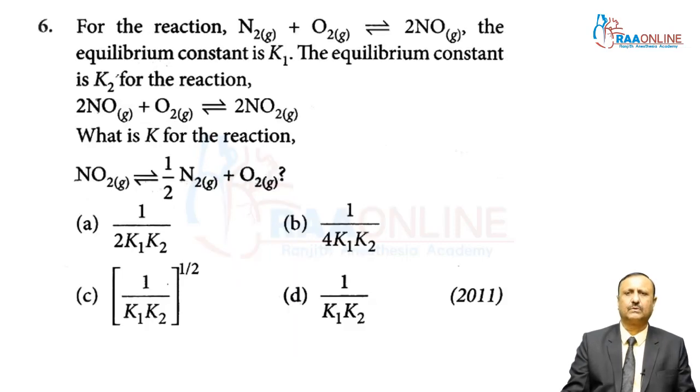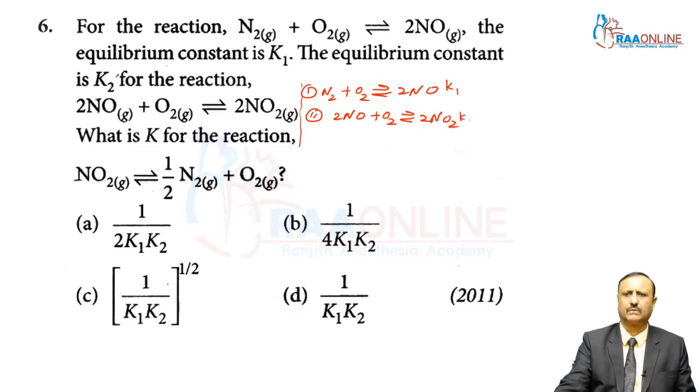For the reaction N2 plus O2 to give 2NO, the equilibrium constant is K1, and the equilibrium constant is K2 for this reaction. What is the K for this reaction? Here you can see the two reactions. Reaction 1 is N2 plus O2 to give 2NO, and the second reaction is 2NO plus O2 to give 2NO2. These are K1 and K2. My dear students, this is your target reaction.